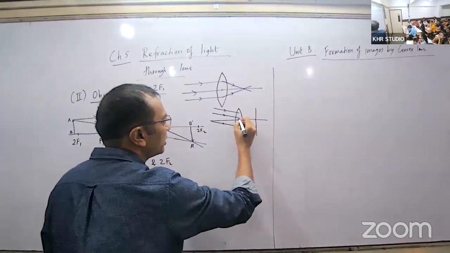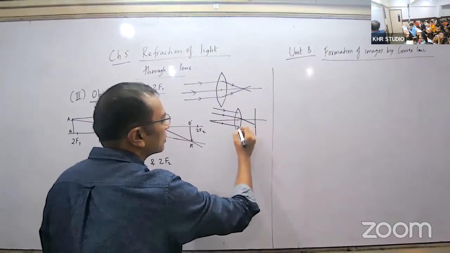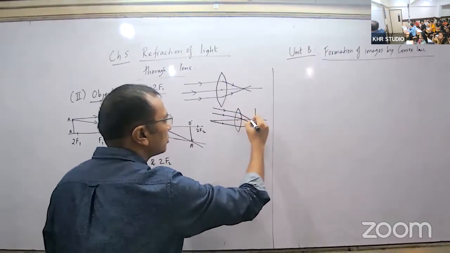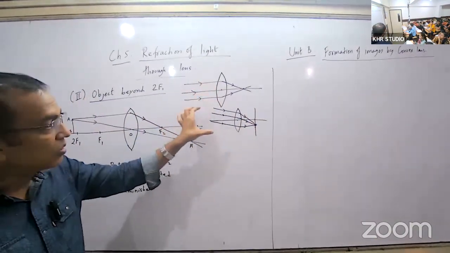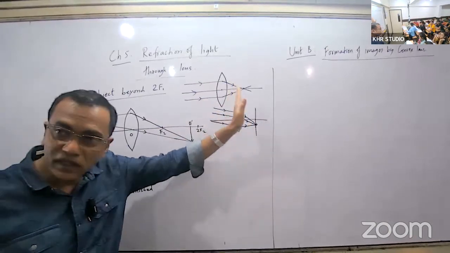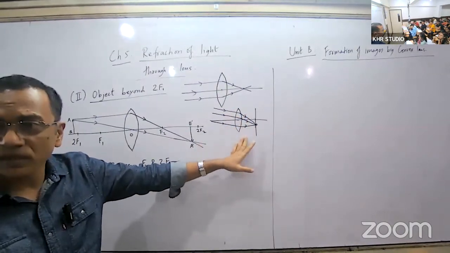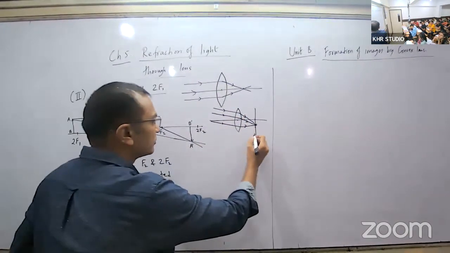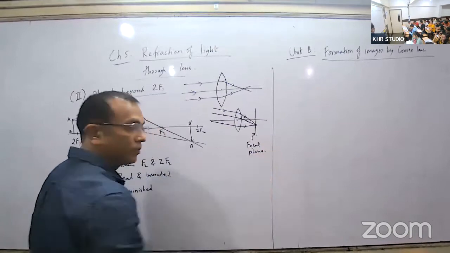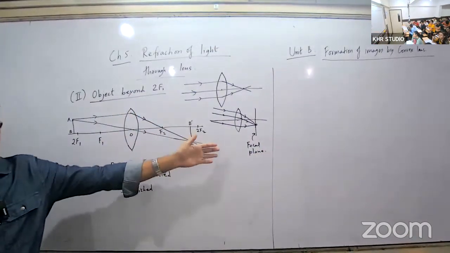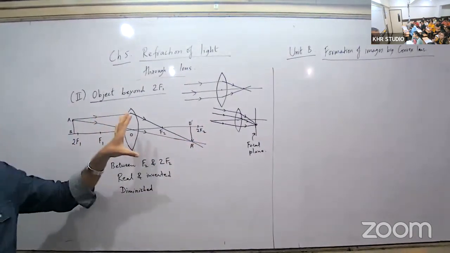This will meet somewhere here. This will meet over here. This will meet over here. When the rays are parallel to themselves but not parallel to the principal axis, they meet in the focal plane somewhere. That's what it is. But you won't be having any case for this. So this is the focal plane. Got it? This is just in case there is any ray diagram for it. But all the practice will be rays parallel to the principal axis.